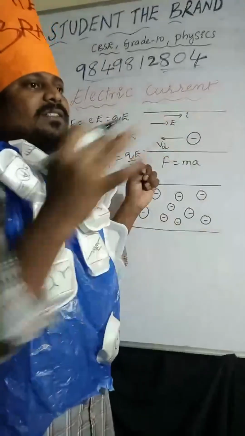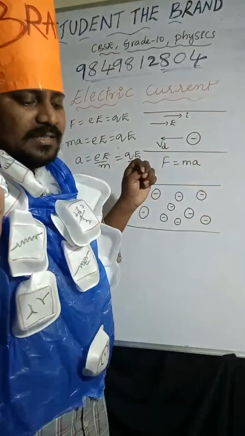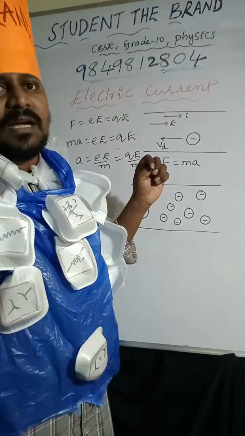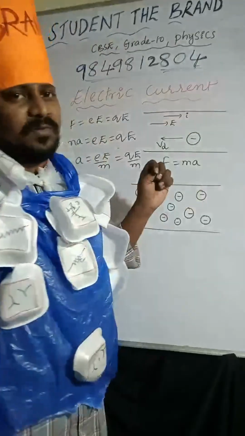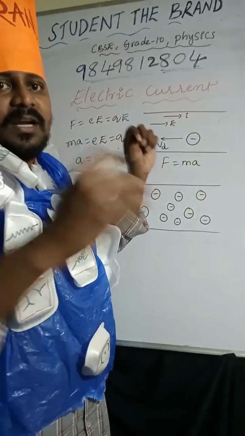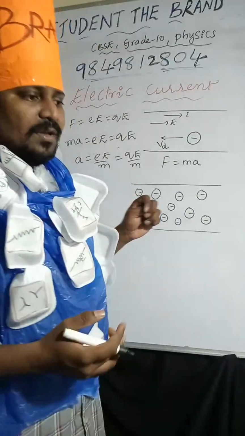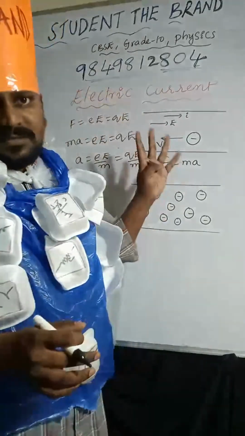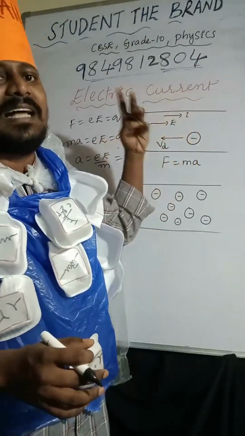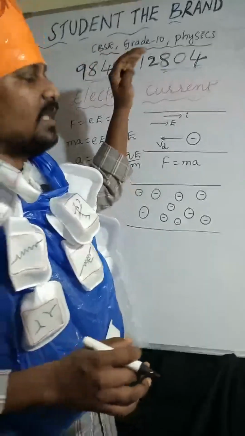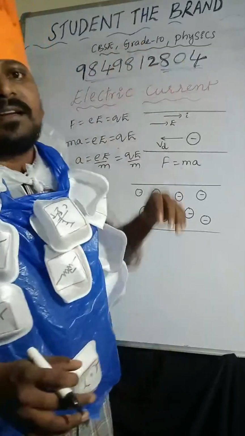Water also, you can see, so there also current will be there, because charges are moving. So it depends on the medium. Here charges are positive charge and negative charge moving inside of the conductor. That's why we are saying electric current.